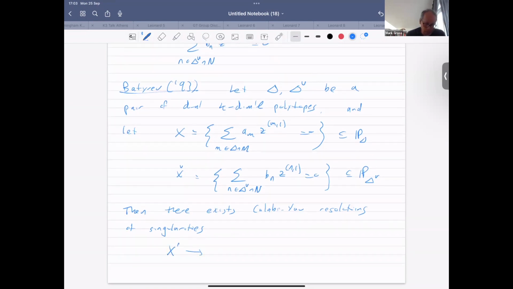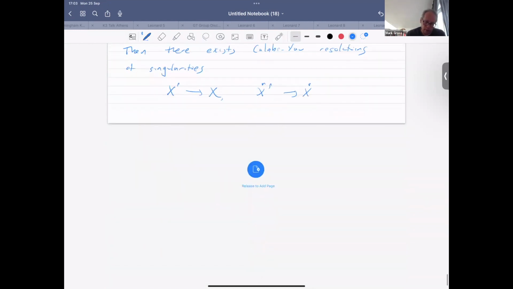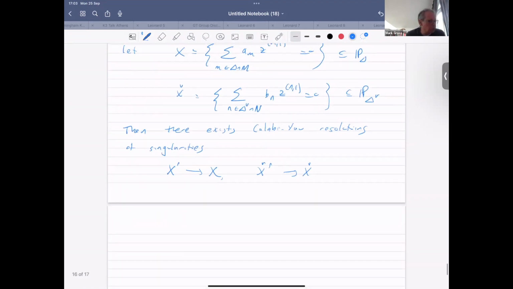X prime to X, and X check prime to X check, just as we had in the Greene-Plesser construction. And with the flip of Hodge numbers, h11 of X prime is equal to h12 of X check prime, and h12 of X prime is equal to h11 of X check prime. So we get two Calabi-Yaus with their Hodge numbers flipped, as desired in mirrored pairs. Okay. So that's the Batyrev construction.